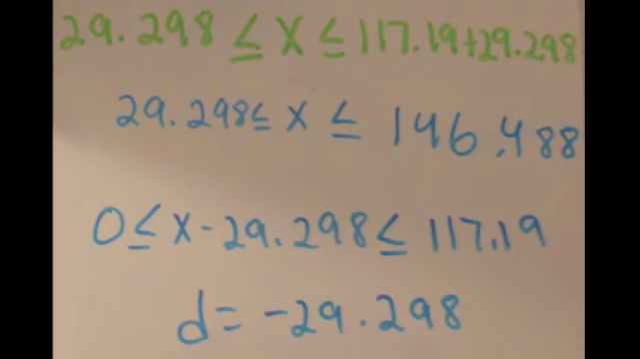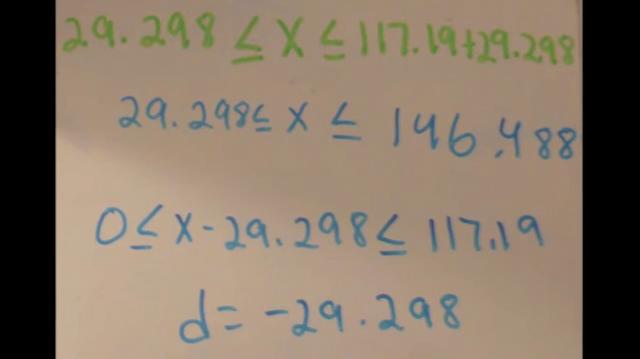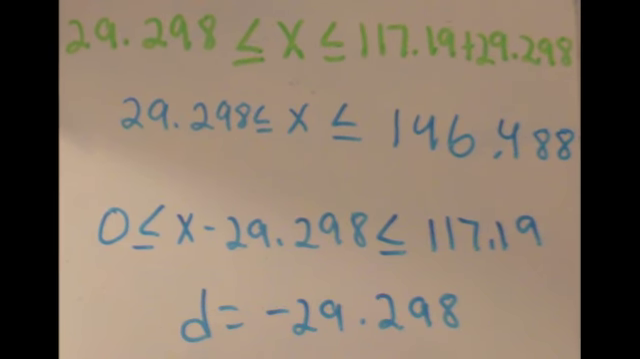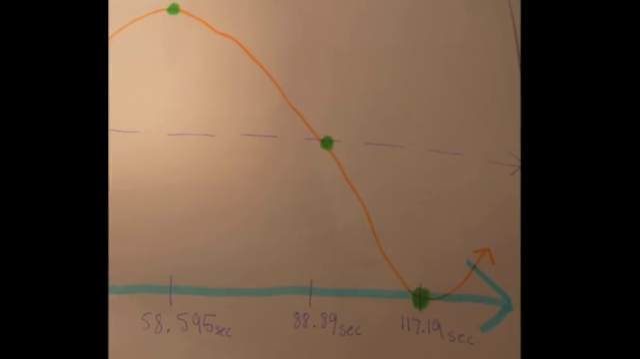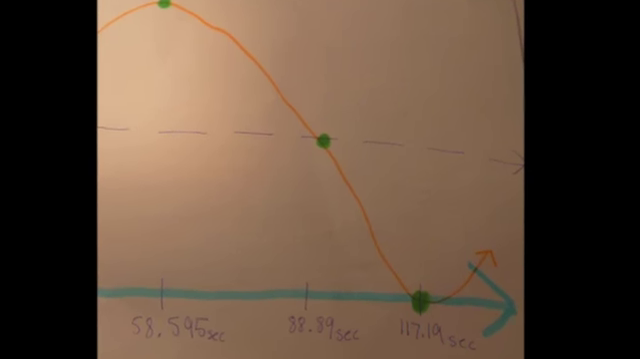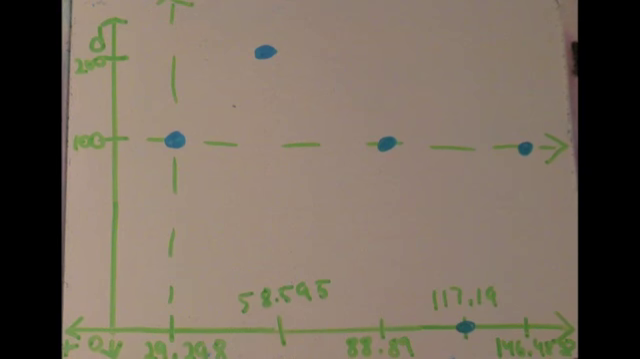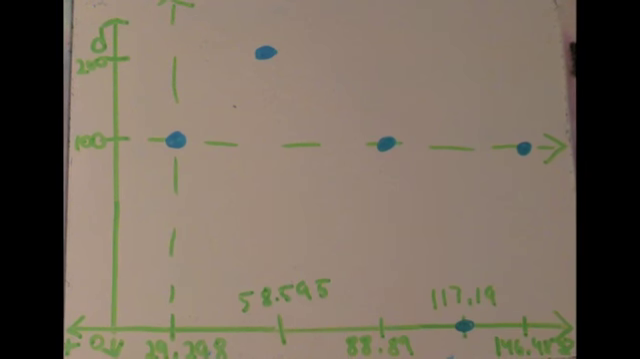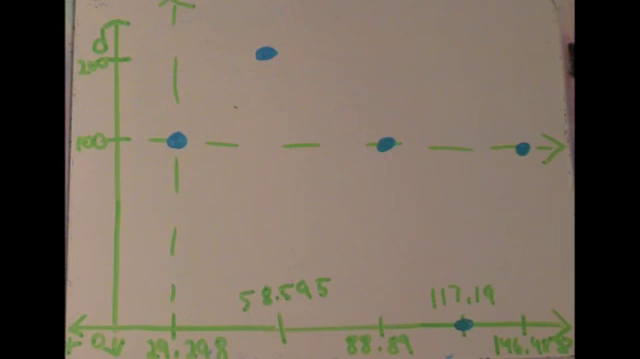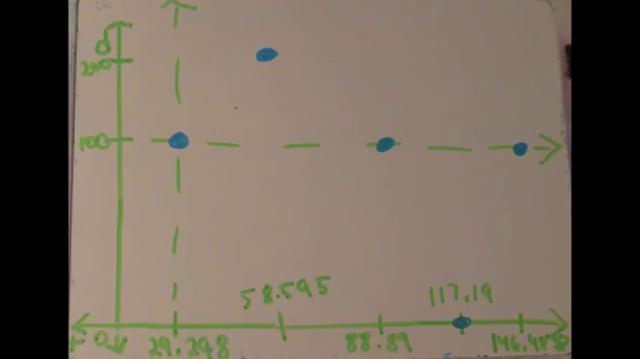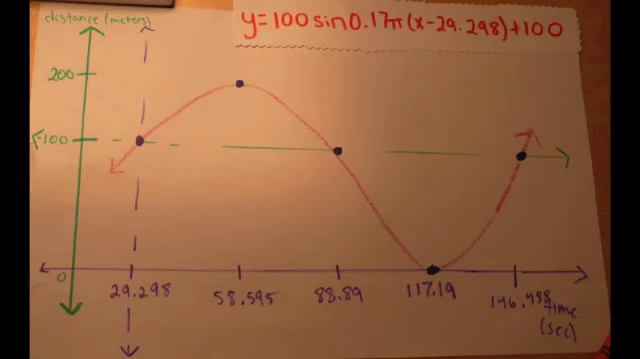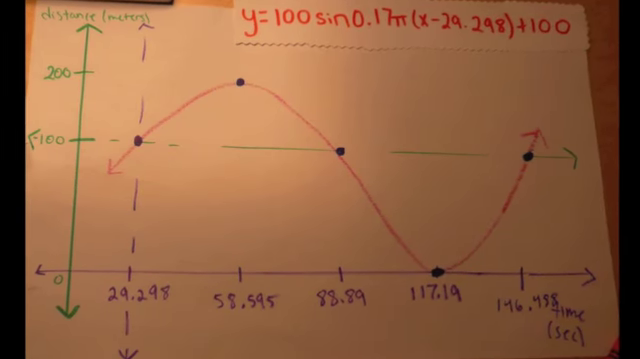Also, we can find our d value by subtracting 29.298 from all the parts. Our three middle critical points are the same as the last three critical points on the cosine graph. Now we can graph the critical points. Since it is a positive sine graph, we know our first critical point is on the new origin, and the next critical points go up, down, down, up. Finally, we draw the curve of the graph.